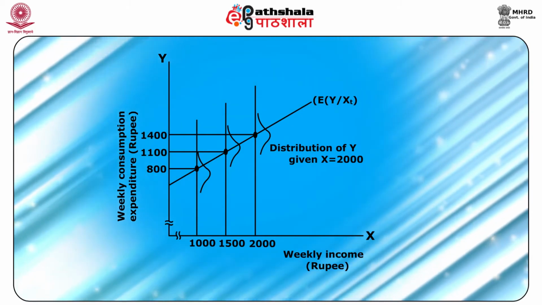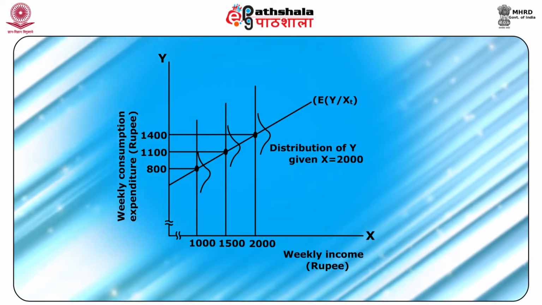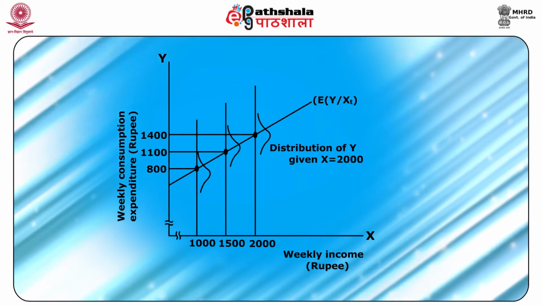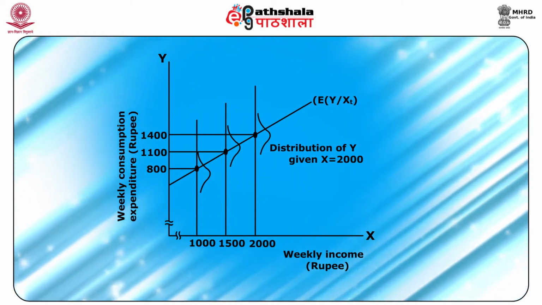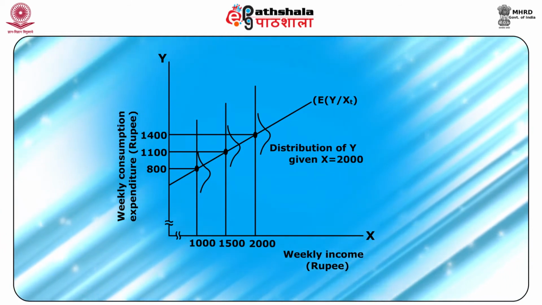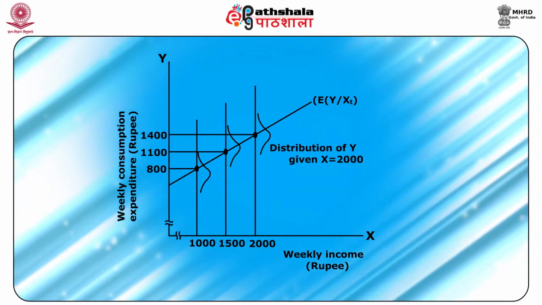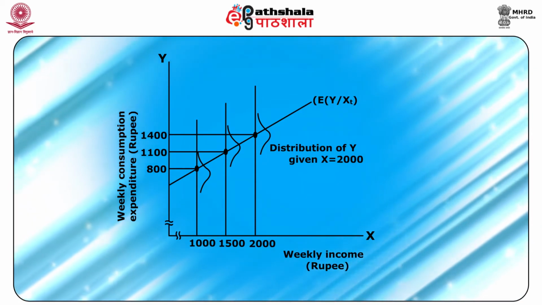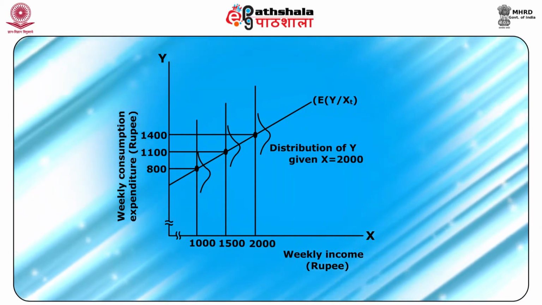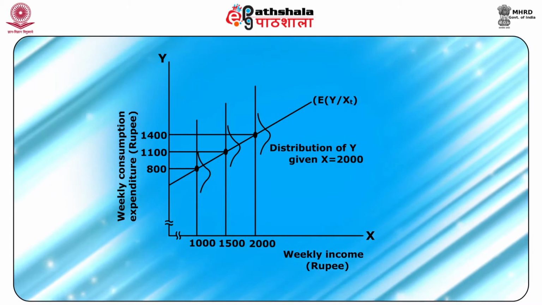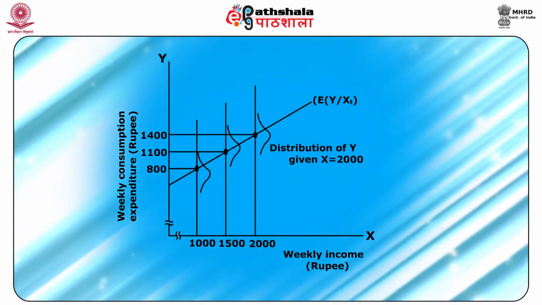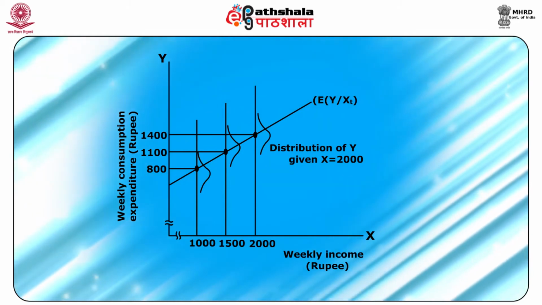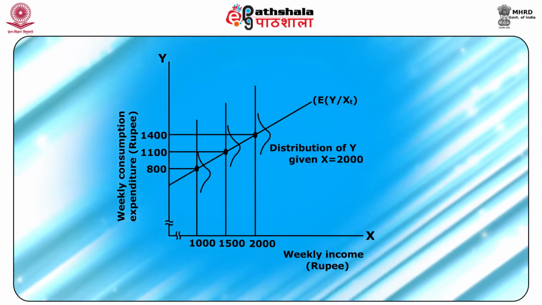The unconditional expected value gives the average expenditure on consumption of all income groups, while the conditional expected value gives the average expenditure of consumption of a particular income group. So, I am sure you would understand this distinction between conditional expected value and unconditional expected value. And conditional expected values are different for different income groups. That is what we have already explained to you.